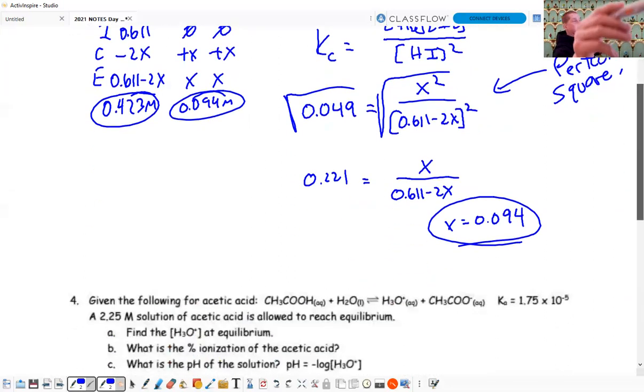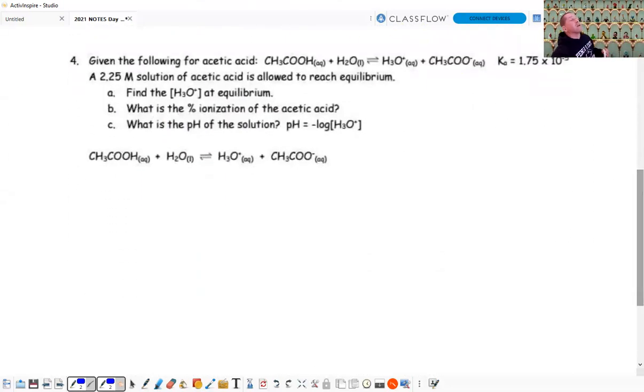All right, and then the last one. So the last of the types that we learned. Now, the ones I skipped are the ones that are already at equilibrium, where you don't have initial conditions. You already have equilibrium, where you just plug them in. They're way easier. All right, so once again, an ICE chart.